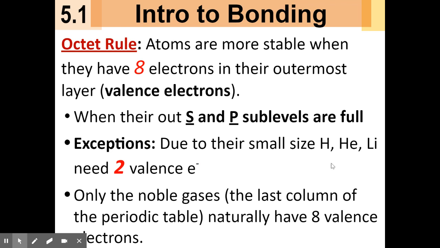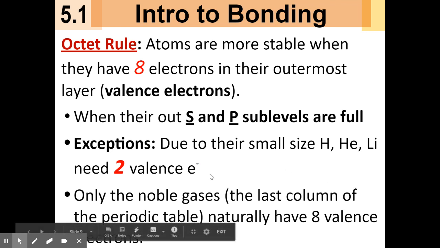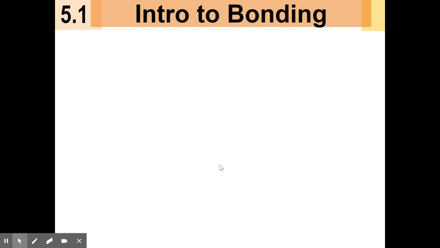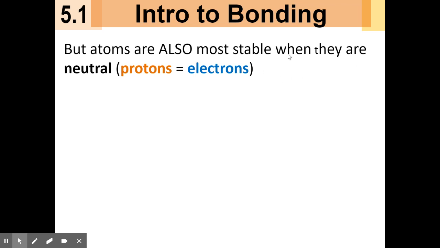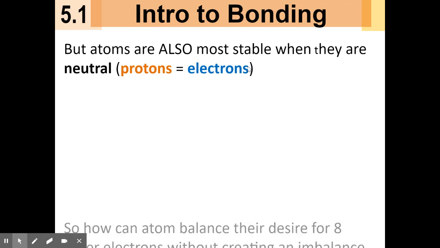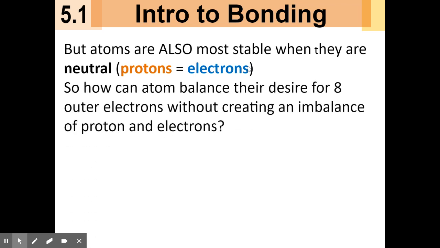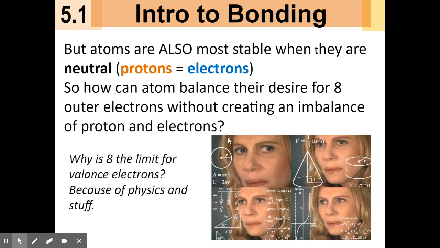So how do they do this? Well, we've got a problem here. You could say, oh, this atom is only 2 electrons away from having 8. Maybe it has 6 on the outside and it wants to steal 2 more. Well, remember that atoms are also most stable when they are neutral, when they have the same number of protons as they do electrons. This creates a problem. How can an atom balance its desire for 8 outer electrons without creating an imbalance? So look at it this way.